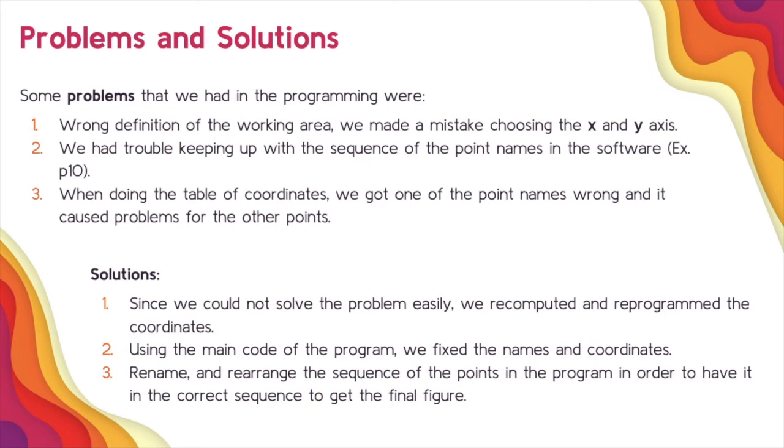The final mistake we made happened when we were doing the table of coordinates. We got one of the point names wrong, and it caused problems for the other points. We used the same fix as the last problem. We renamed and rearranged the sequence of the points in the program to have it in the correct sequence to get the final figure.